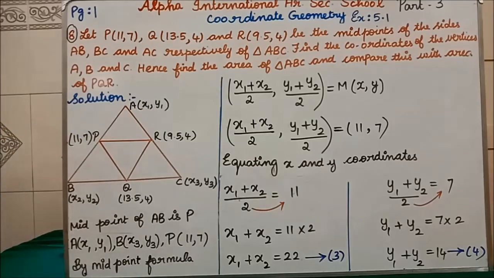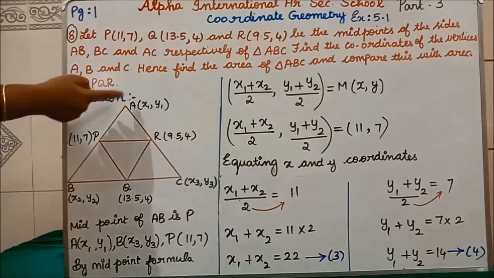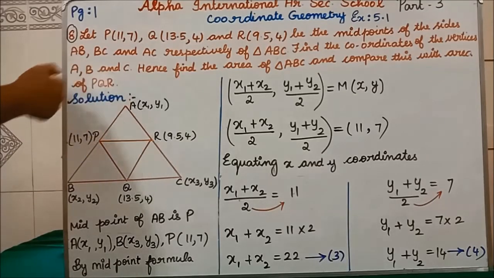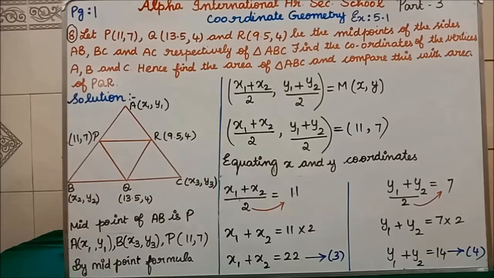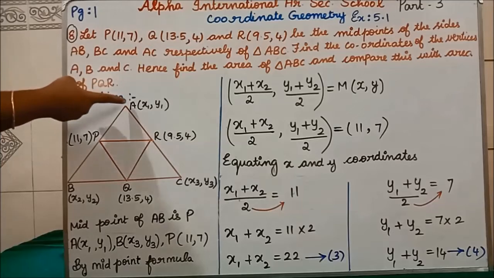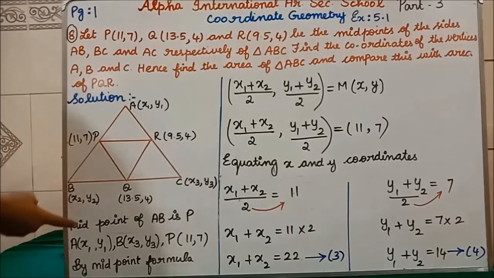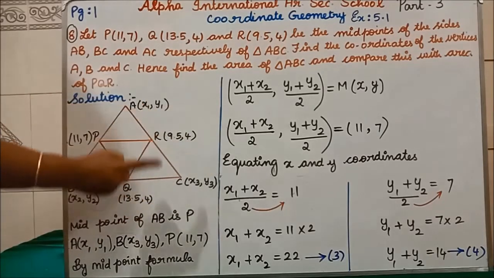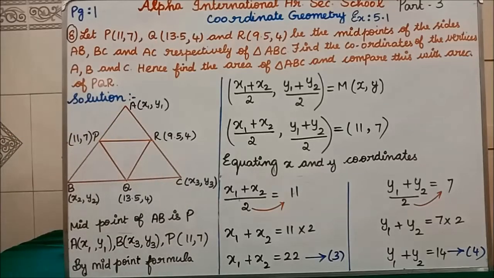For that, the formula we are going to apply is the midpoint formula. Why? Because it is said in the question that P is the midpoint of side AB. So using the midpoint formula we are going to find it now. First we take the midpoint of AB as P. Clear? Similarly, we take the midpoint of BC as Q, then the midpoint of AC as R. All three sides we take one by one.